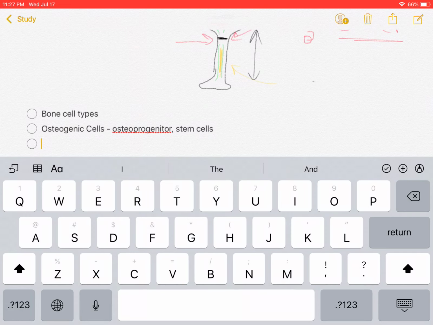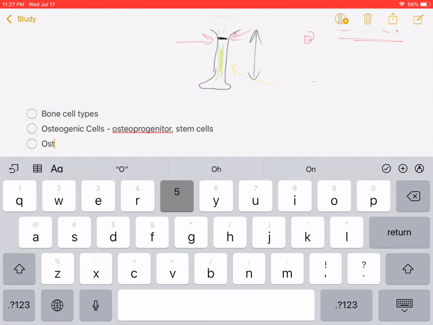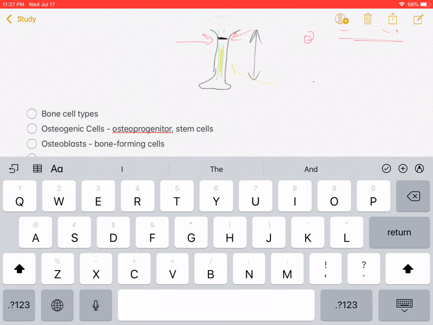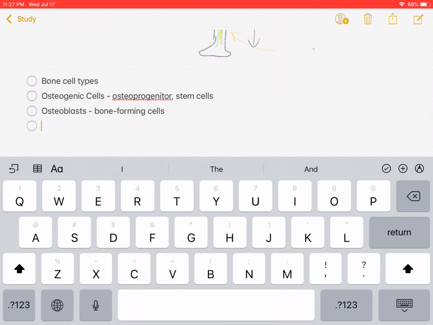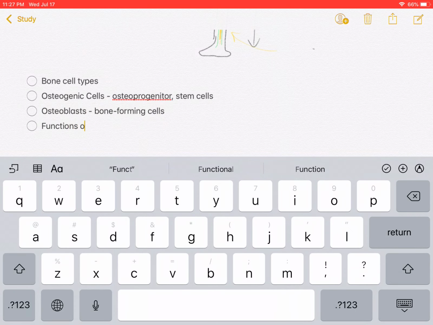So we have our osteoblasts. These are bone-forming cells. I could just try to condense this as much as I can, but let's just write here functions of osteoblasts. What can we say about the function? They secrete osteocalcin. All right, so you're going to read up on that.